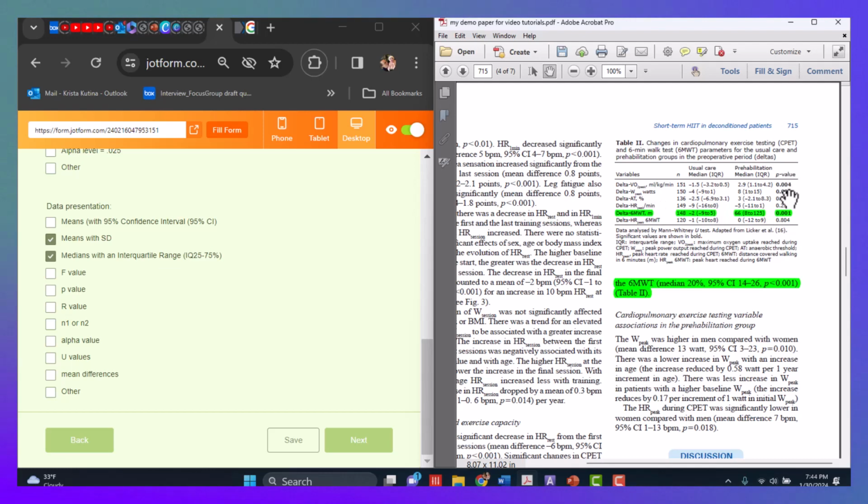So they listed their p-value. Okay, so that's how they reported the outcomes for what we are interested in. They did a median and they did a confidence interval, as you can see right here.